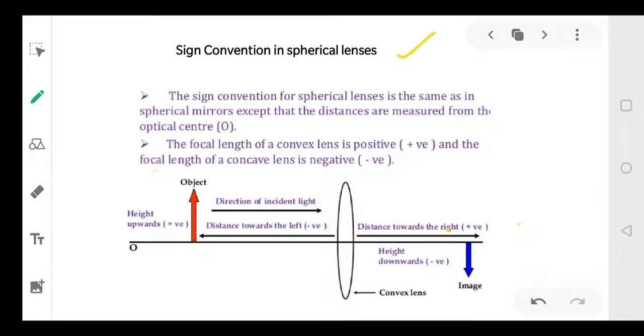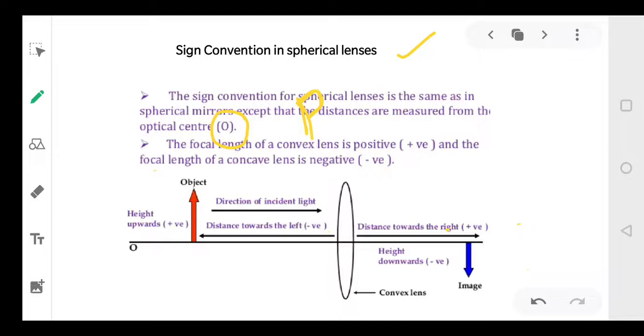Now coming to the sign convention for spherical lenses, we have done it for spherical mirrors. The same is applicable to spherical lenses also. The only difference is that you will have O instead of P. In mirrors we have the pole, but in lenses we have the optical center. So all distances will be measured from the optical center. Clear?